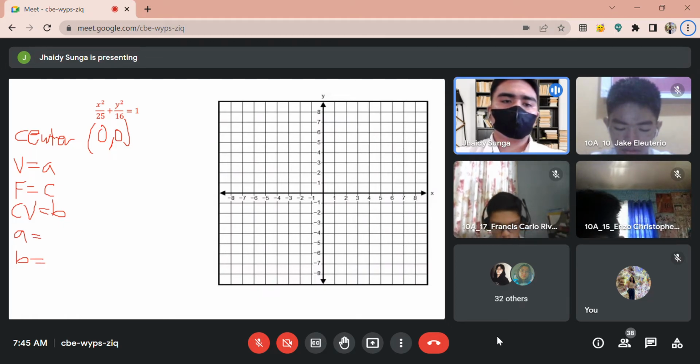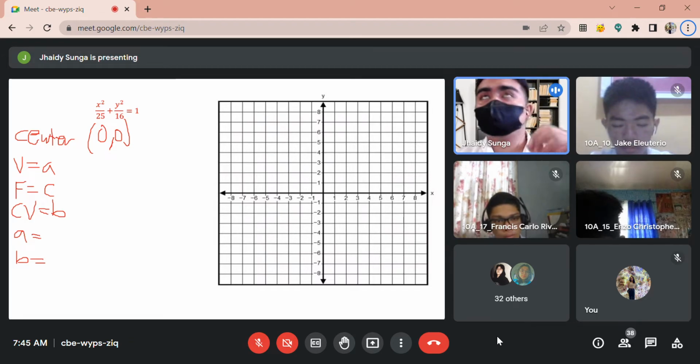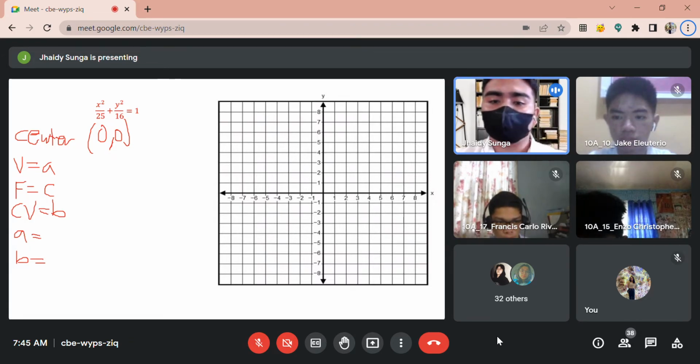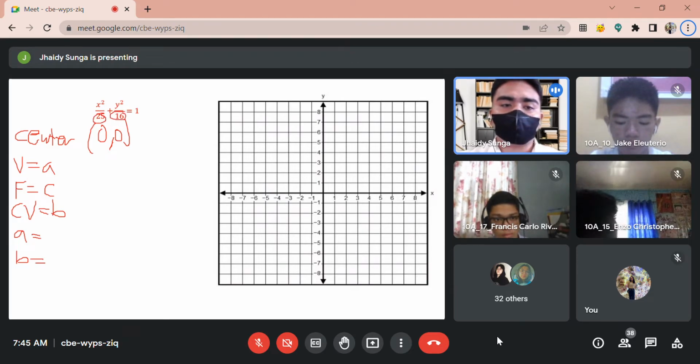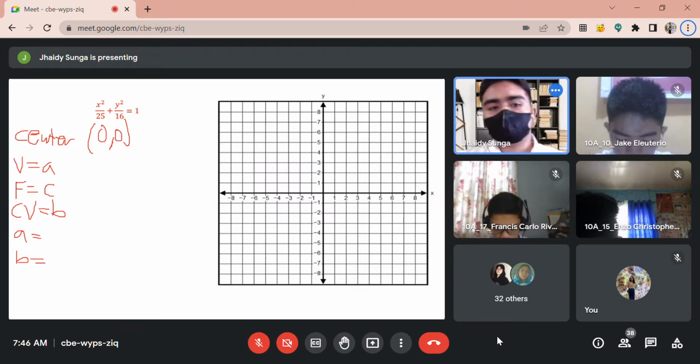Of course, you could find A as the letter with the largest number. If you look at this example, from the standard form of the equation of an ellipse, you will see that our denominators are our A's and B's. So what do you think is larger, 25 or 16? Of course, 25 is larger than 16. So therefore, we could tell that 25 is our A.